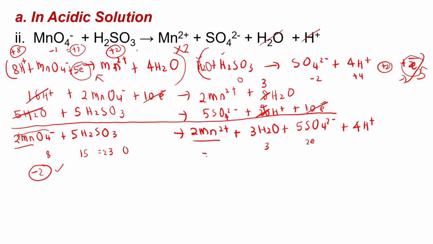So here +4, -10, +4. So overall is -2. Okay, so this is our answer and we have H plus at the end of the equation. Okay, we go to the next question.